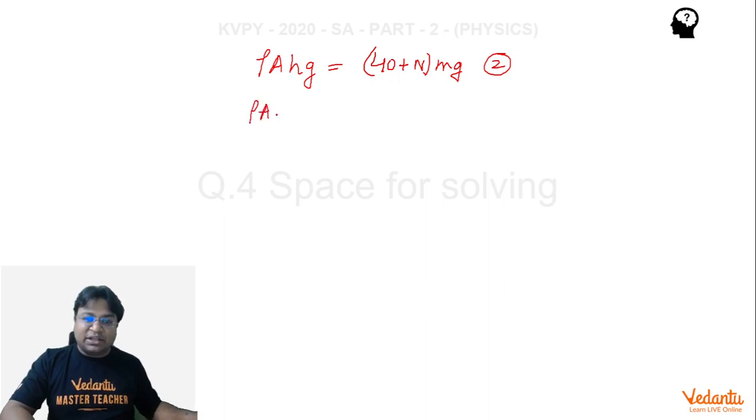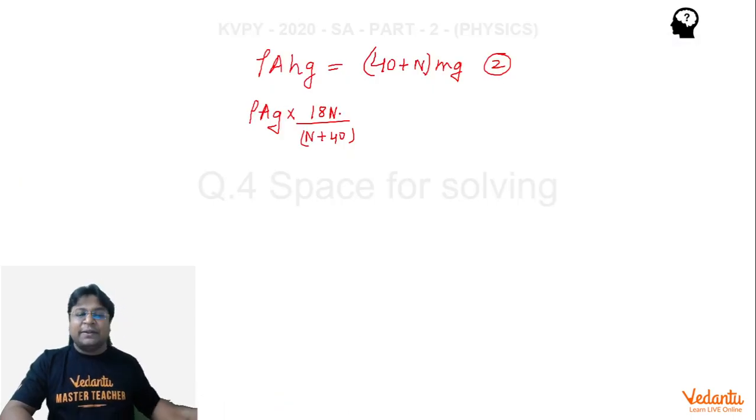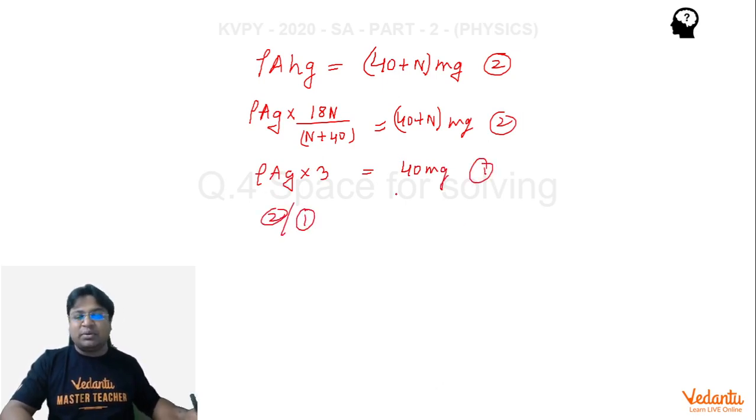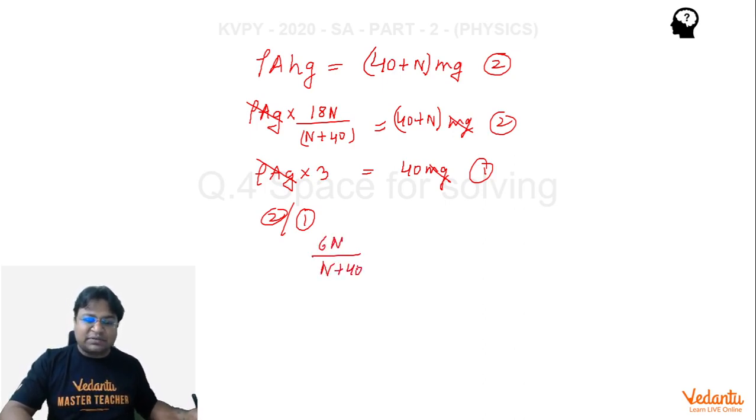Equation 2 can be modified as rho A g into h, where h was 18n divided by n plus 40. Let me go back and check whether I've written the correct value. Yes. Now this should be equal to 40 plus n into mg. This is the second equation. Equation number 1 was rho A g into 3 is equal to 40 mg. So let's divide equation number 2 by equation number 1. When we do so, rho A g gets cancelled, mg gets cancelled, and the 3 also gets cancelled. So we are left with 6n divided by n plus 40.